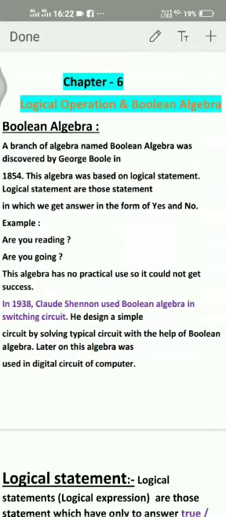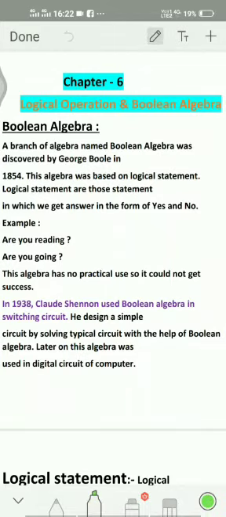Okay, so now we are going to know what is Boolean algebra. Boolean algebra is a branch of algebra discovered by George Boole in 1854, and this algebra was based on logical statements. Logical statements are those statements in which we get the answer in the form of yes or no. Like, are you reading? The answer may be yes or no. So this is a logical statement, and a statement is also known as an expression. So we can say logical statement or logical expression.